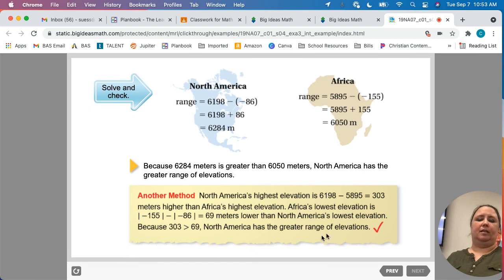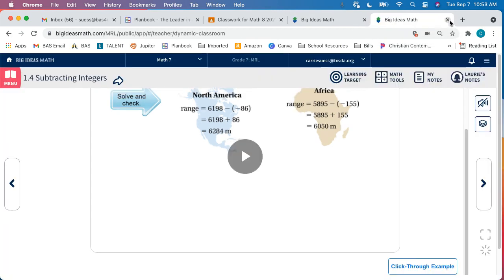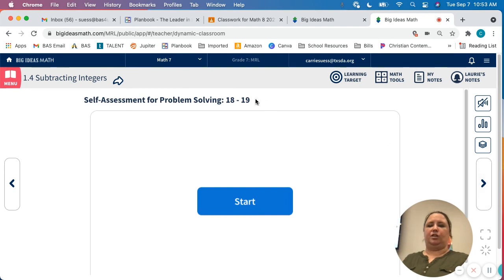You don't have to write this thing way down here if you don't want to. Any questions on how we did that? Okay, you may finish 7th grade. You have a little bit more self-assessment. I'm closing this. So you need to finish all the way through number 19, and then you are done for the day, 7th grade.